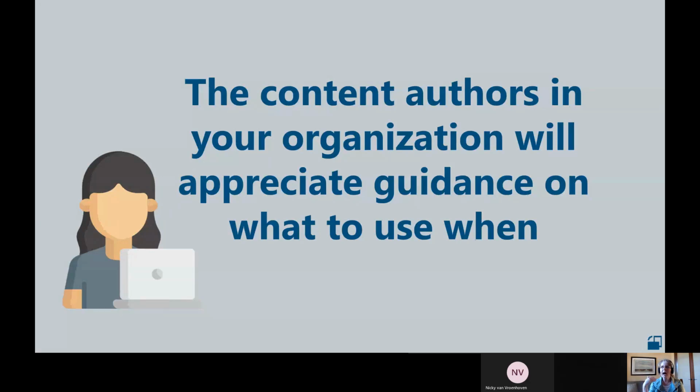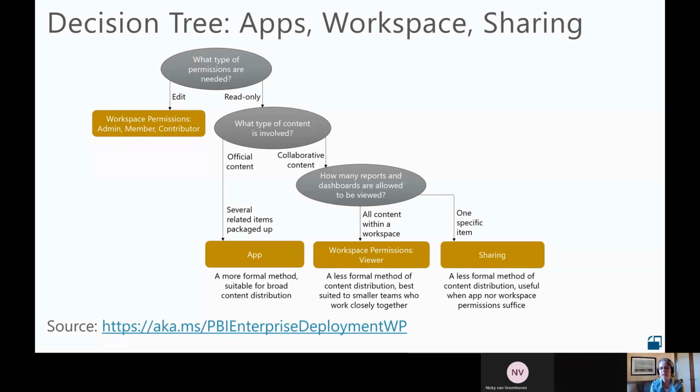And so I am of the opinion that this is one of a handful of things that the people who are producing content will absolutely appreciate guidance on, what to use when. And notice I use the word guidance here. I'm not saying that this is a firm policy. I'm saying this is more like best practices, rules of thumb, suggestions. And so one of those that we put into the white paper in the most recent release is this one, right? Just kind of a quick, should I use an app, a workspace, or sharing for distributing my content?